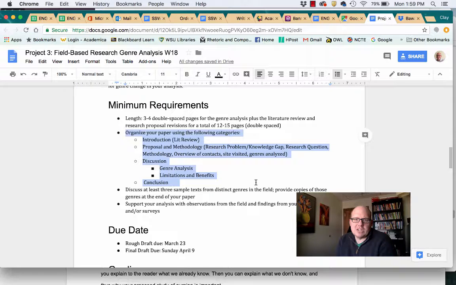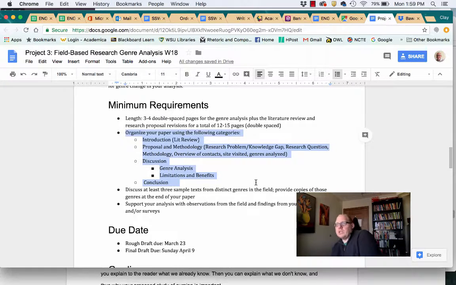Then you've got a discussion section. Here's where I want you to give the genre analysis, and I want you to include in that section a discussion about both the limitations and benefits of your analysis. What were you able to learn? What were the limits of that process? And why is it important?